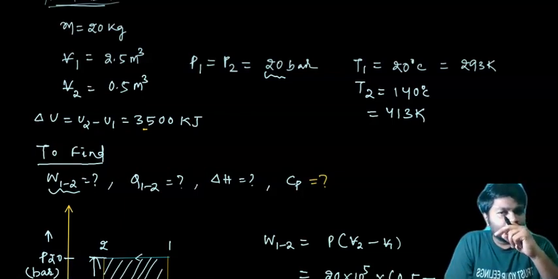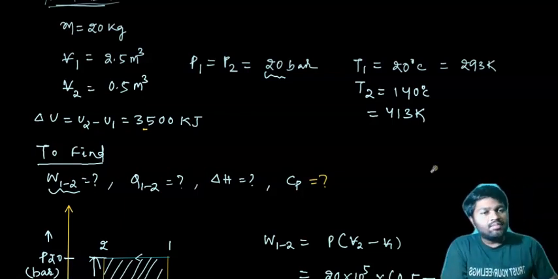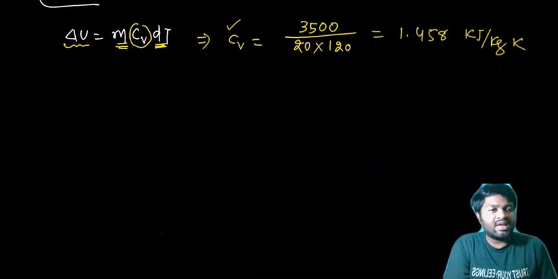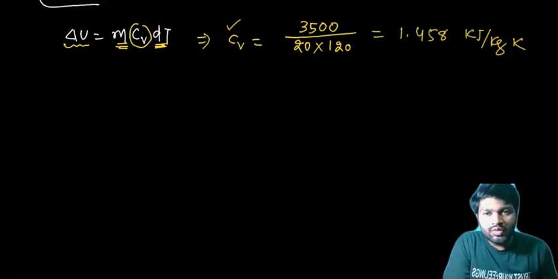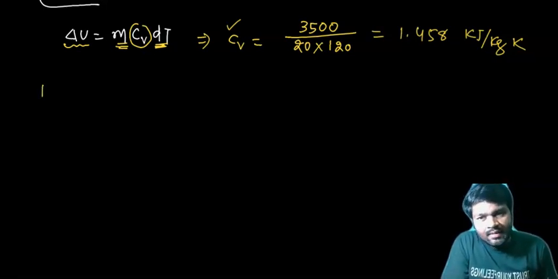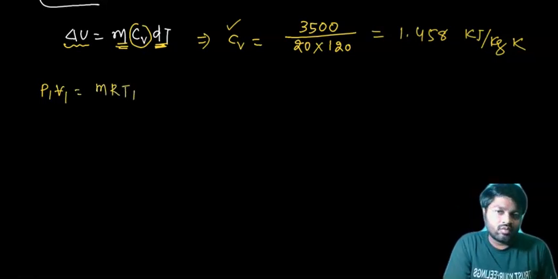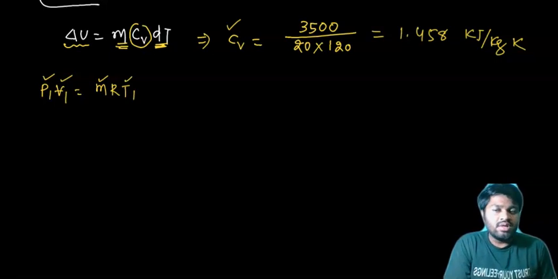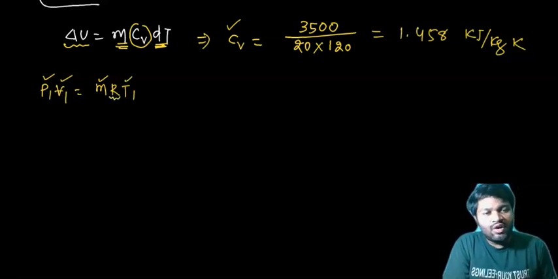If we can use the ideal gas equation, then simply I can write P1 V1 equal to M R T1. Obviously, we can, right? In this equation, P1 is known, V1 is known, M is known, T1 is also known. So from here we can find out the value of R. Let us try to find out that.